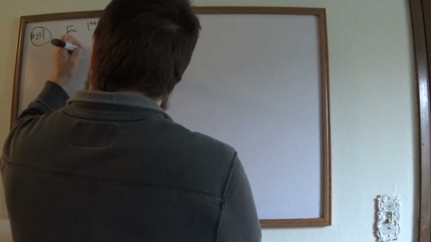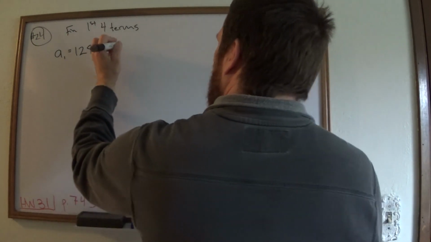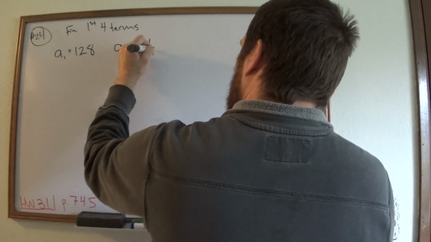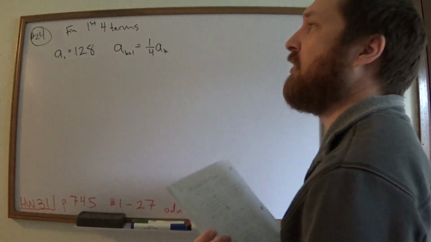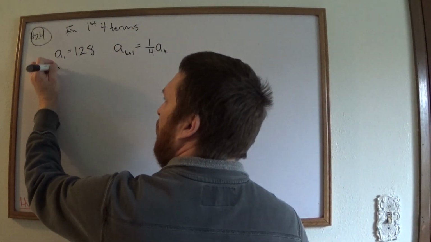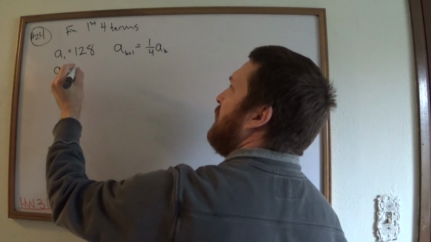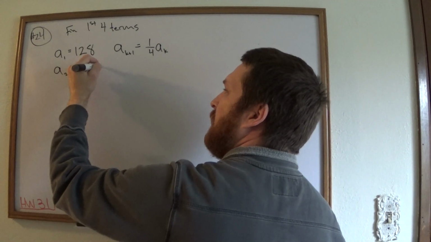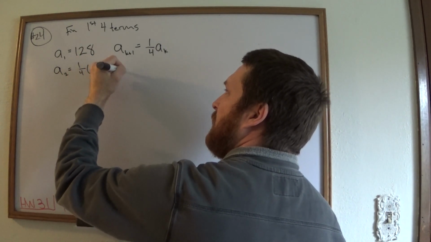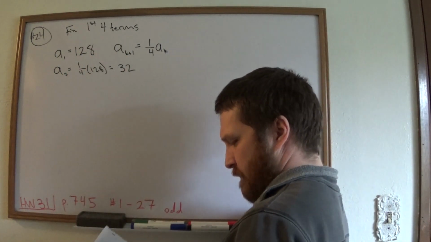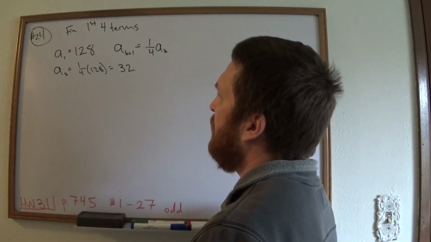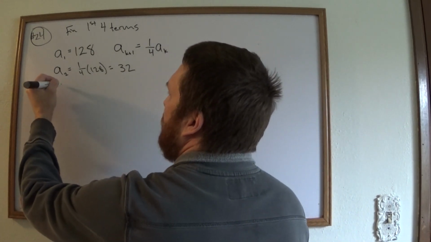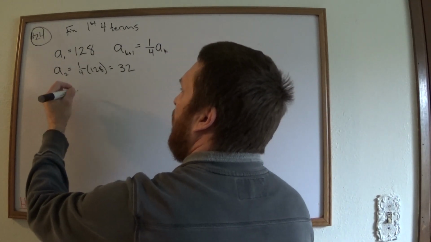Anyway, okay. The first term is 128, and we define the next term by saying it's 1/4 whatever the previous term was. So A2 is 1/4 times 128, which is 32. Because 128 is a power of 2, 4 is a power of 2. It's actually not bad.